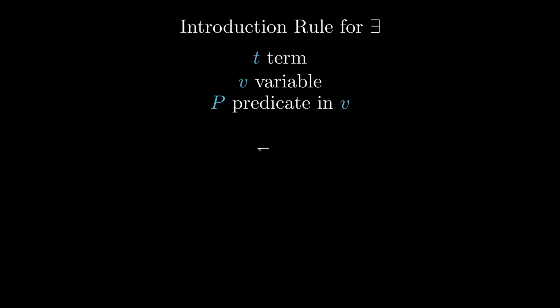Next, exists. To show something exists, you give an example. So the introduction rule for exists is that if t is a term, v is a variable, and p is a predicate in v, then if p holds with v replaced by t, we can derive that there exists v such that p. What about the elimination rule for exists?